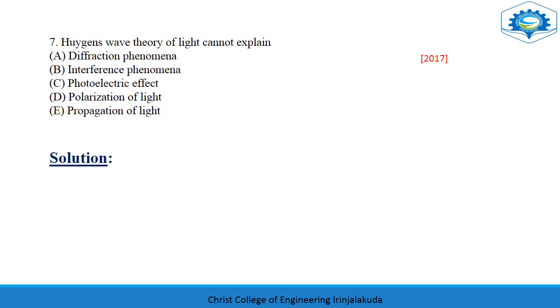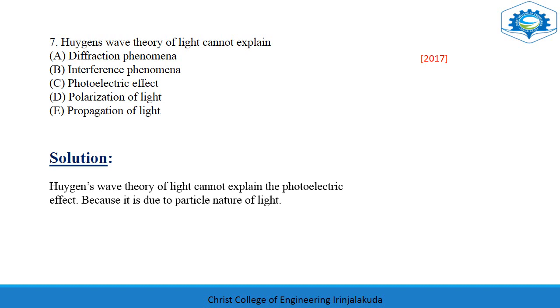Polarization of light, option D. Polarization can be explained by the wave theory of light. But the photoelectric effect can be explained only by considering the particle nature of light. So, the answer is C. The photoelectric effect cannot be explained by wave theory. It can be explained by the particle nature of light.